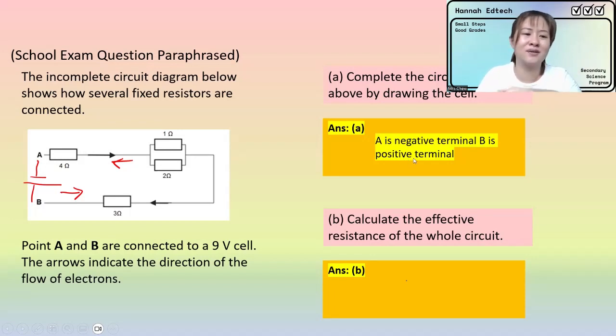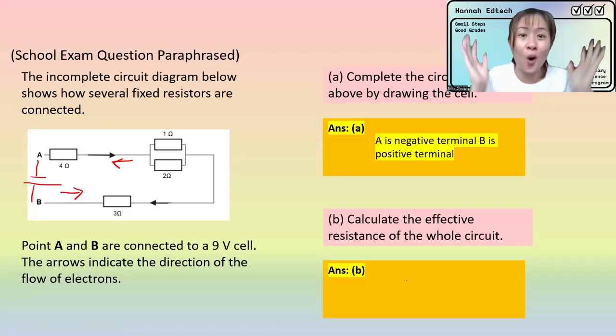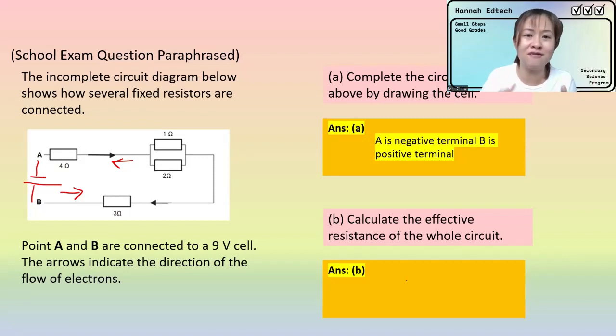Now calculate the effective resistance for the whole circuit, not only the parallel portion. So this is a combi circuit. Combi circuit means there are series portions and there are parallel portions. So usually for combi circuits, we will try to draw it into a series circuit.